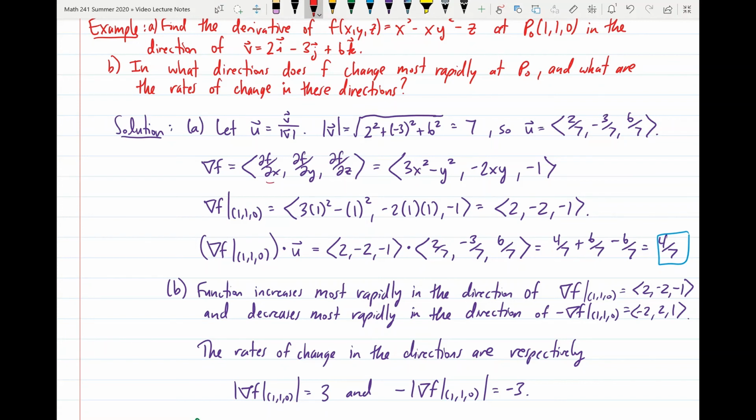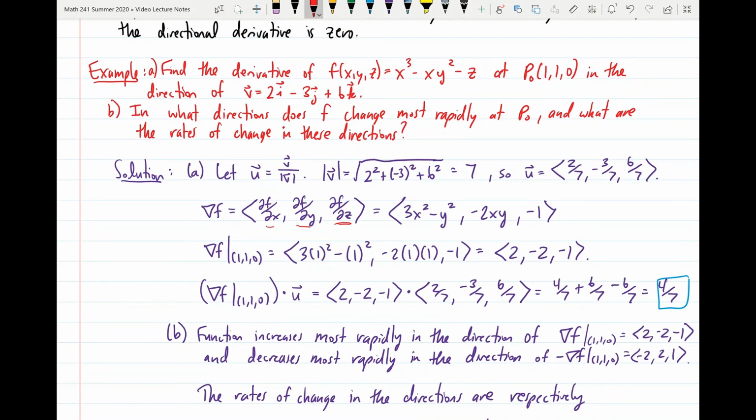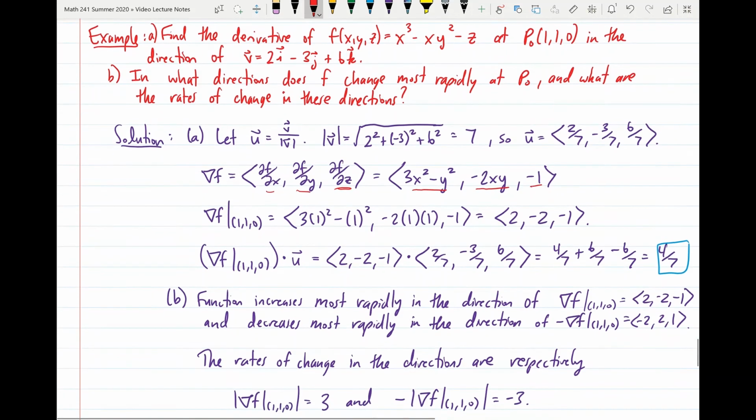And now we want to find the gradient of f, which again is the partial derivative with respect to x in the i component, the partial derivative with respect to y in the j component, and the partial derivative with respect to z in the k component. And the partial derivative with respect to x will be equal to 3x squared minus y squared. You can check that out. If you want to, you can pause the video and just verify each of these partial derivatives. In the j component, we have minus 2xy, as that's the partial derivative with respect to y. And the partial derivative with respect to z is going to be equal to minus 1. So that'll be the k component of our gradient.